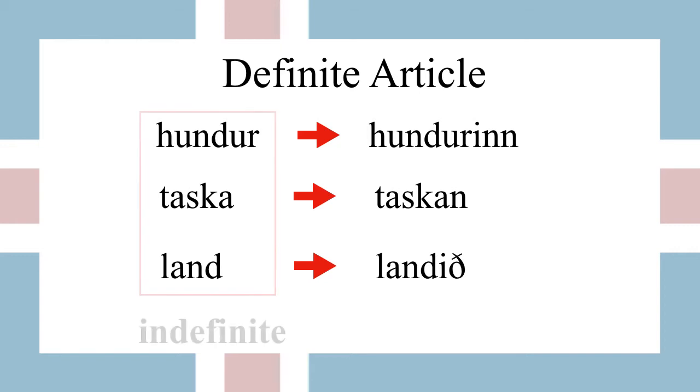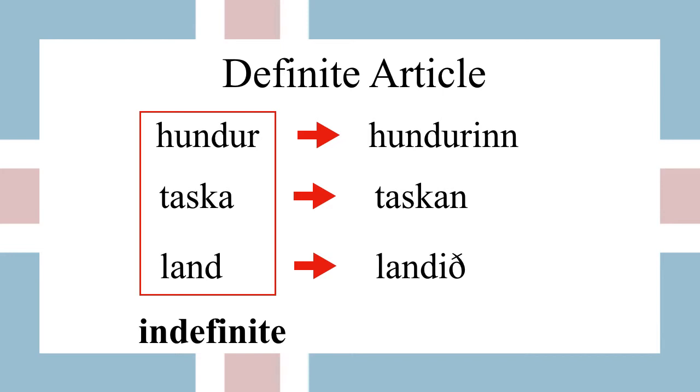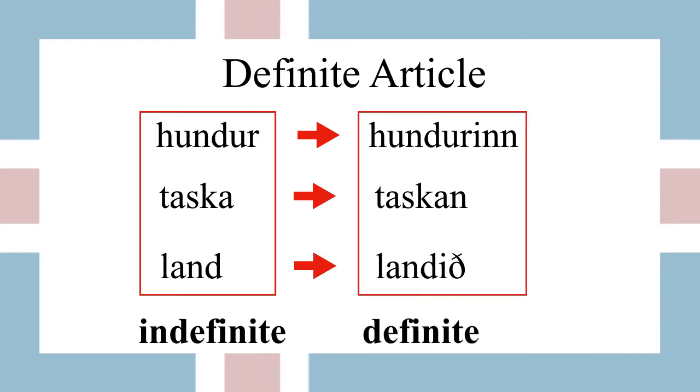Now, in Icelandic, these forms on the left are the indefinite form of the noun, and these forms on the right are a definite form of the noun. Definite means that we know which one we're talking about. We have the article which tells us we're not just talking about any dog or any bag, we're talking about the dog and the bag. But there are also other ways that a noun can be definite in Icelandic.